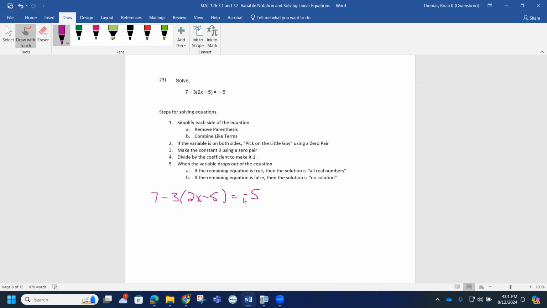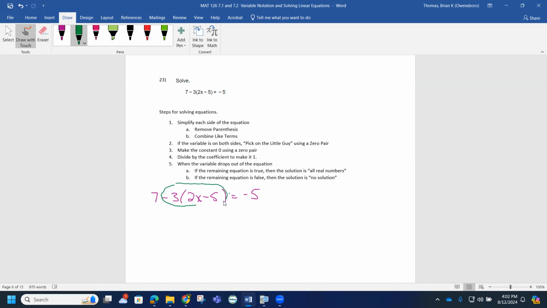So what I need to do, notice how there's parentheses on this left-hand side of the equation. I want to remove them. And to remove them, since I can't combine what's inside there, we have to look outside. And notice how there's a -3 actually attached to this.